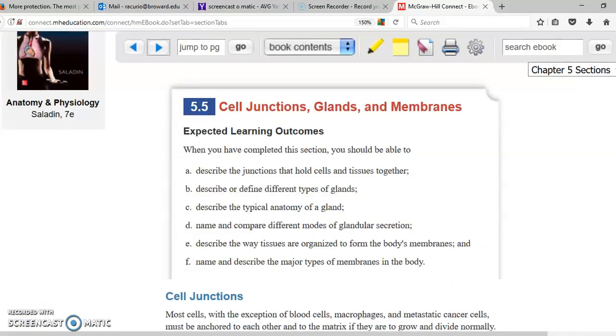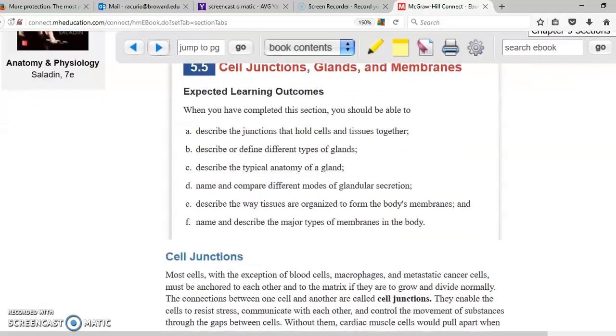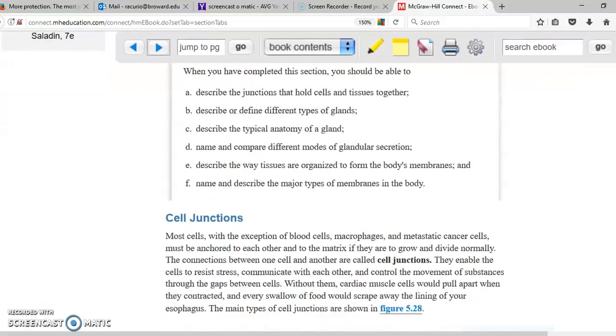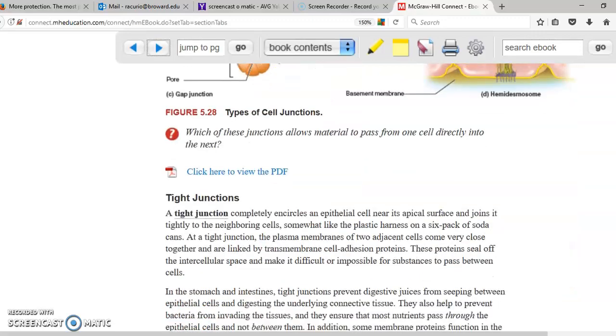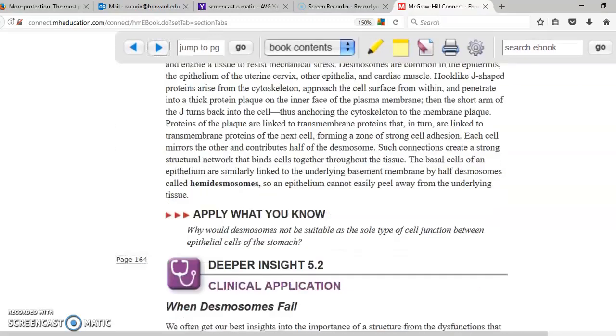Okay, the next topic is cell junctions, glands, and membranes. So let's take a look at this. Cell junctions are connections in between the cells. You can see here the cell junctions. The main cell junctions are tight junctions, desmosomes, gap junctions, and hemidesmosomes. So these cell junctions not only allow the cells to get together, but they have other functions, such as, for example, these ones look like pores. It allows things to go through between cells.